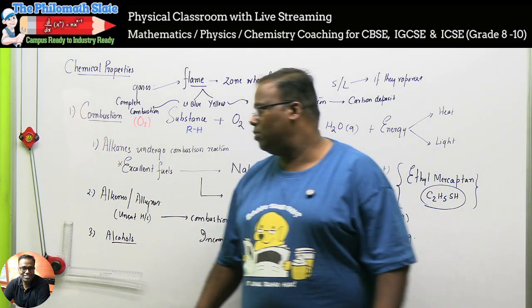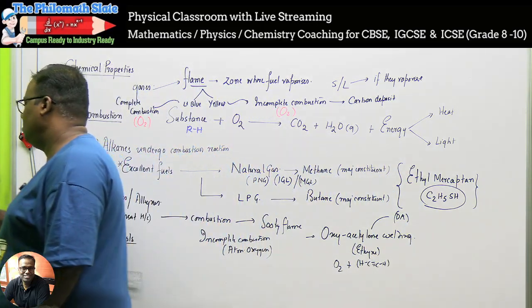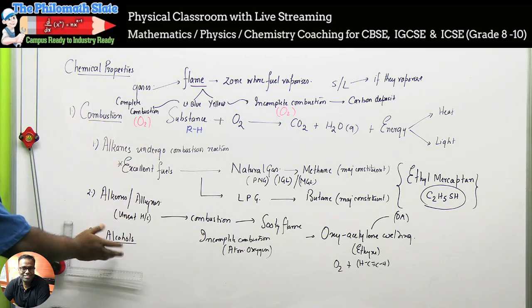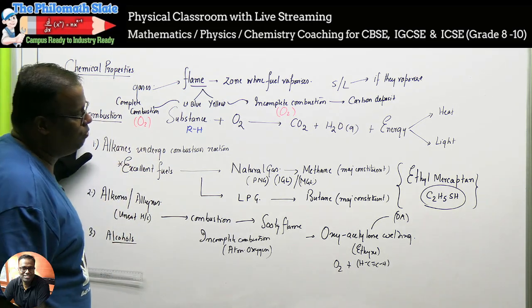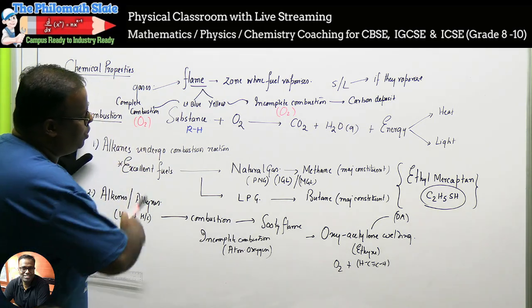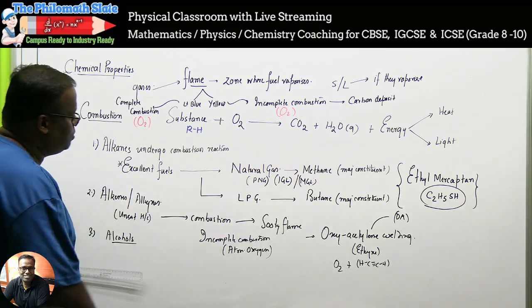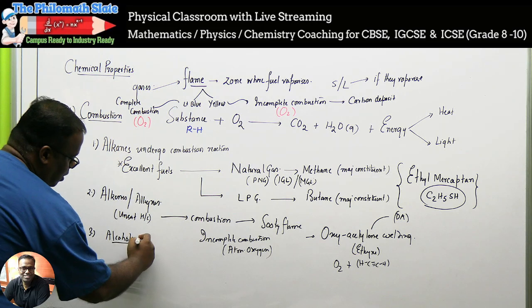So who will undergo combustion? That's it. We don't need to know much more about them. Alkanes, alkenes, and alcohols. Alkanes will give you a very clean fuel and are used for normal combustion purposes. Alkenes and alkynes will give you a sooty flame. This one will also give you a blue flame.